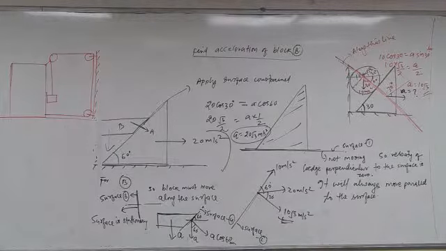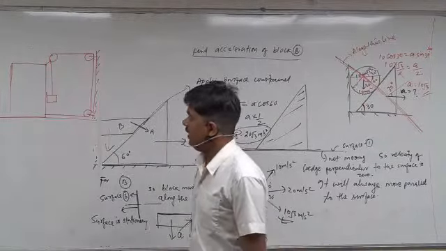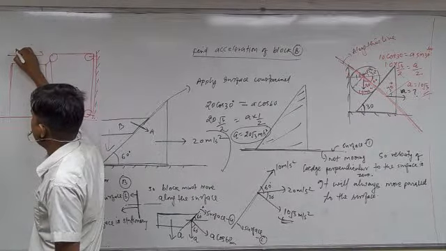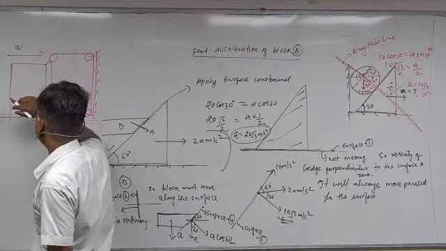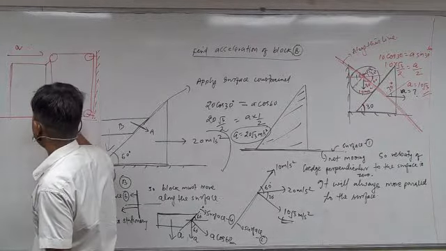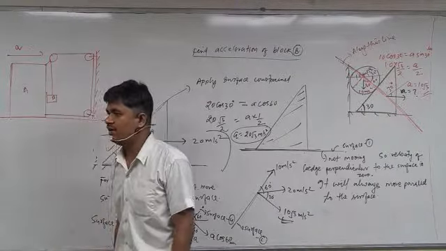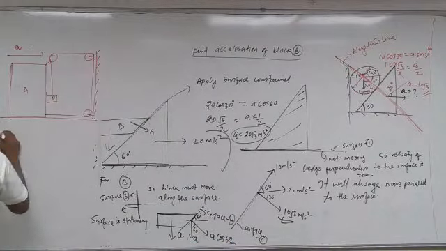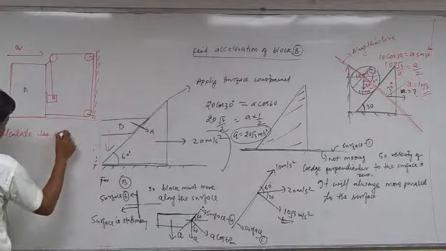Now this is a combined concept of string constraint and wedge constraint. Here it is said that if it is moving in this direction with an acceleration, let's say a, find the acceleration of block B. They're asking us to calculate the acceleration of block B.